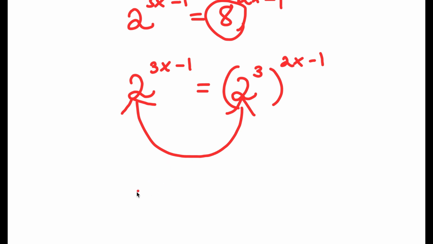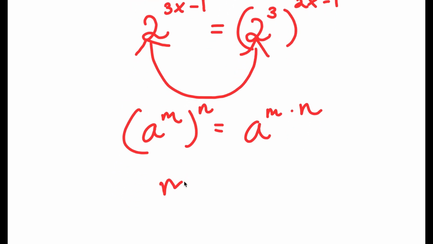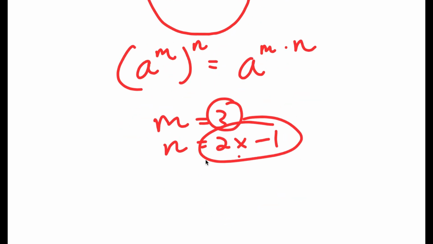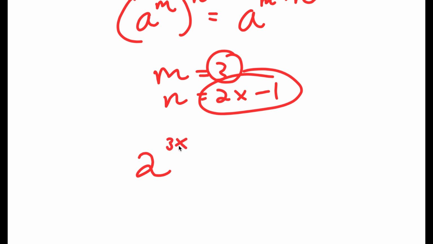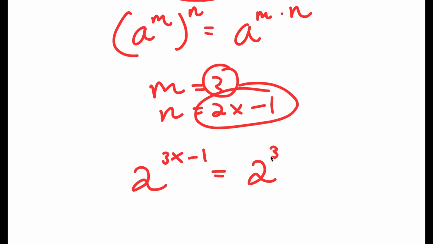Now, if I have something in the form (a^m)^n, this is equal to a^(m times n). So in this case, we have 2 to the power of 3 to the power of 2x-1. And we can think of m as 3 and n as 2x-1. So this is going to be equal to a^(m times n), so 3 times (2x-1). So now I have 2^(3x-1) is equal to 2 to the power of 3 times (2x-1).